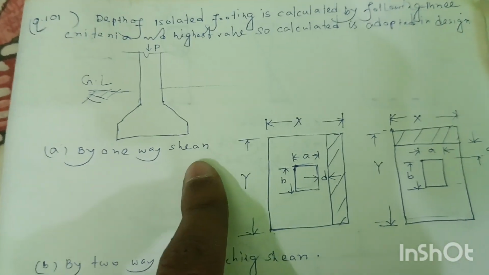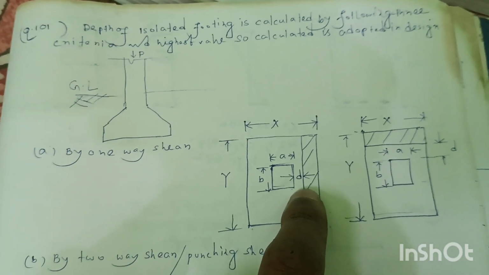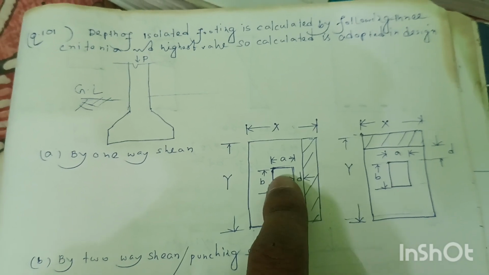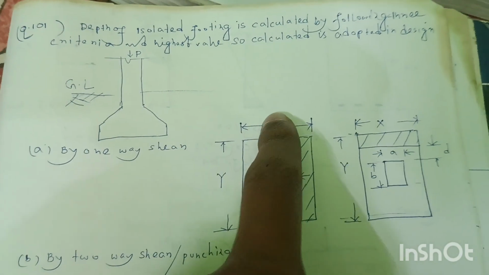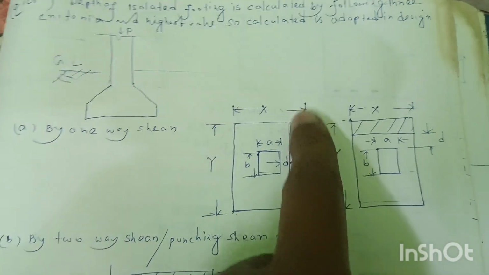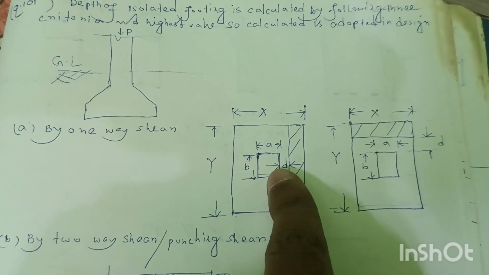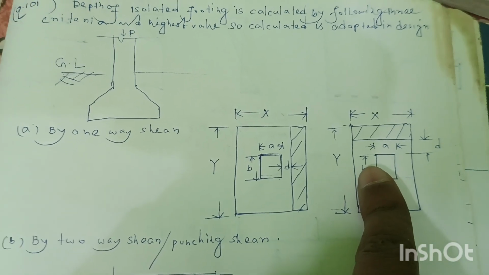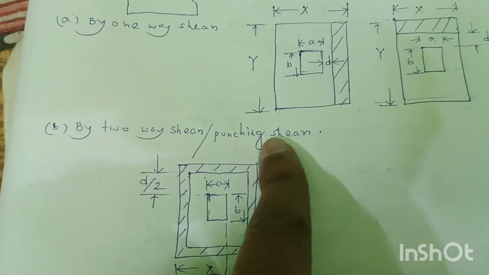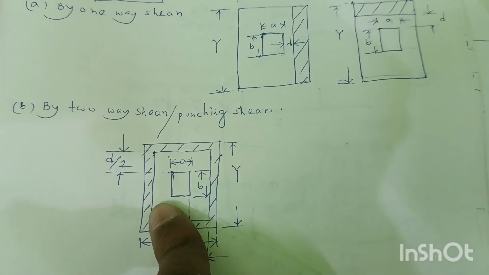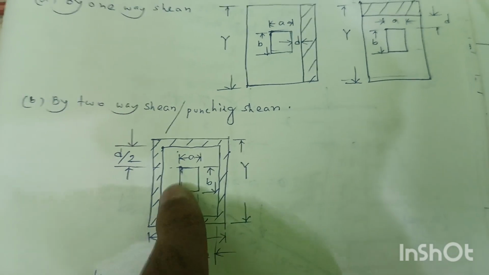So by one-way shear, the critical section will be at a distance d from the face of the column. This is the column of dimension A and B, and this is the footing dimension X and Y. So this is the critical section for one-way shear, at a distance small d from the face of the column. Small d is the effective depth of the footing. So by two-way or punching shear criteria, the critical section will be at a distance small d by 2 from the face of the column.